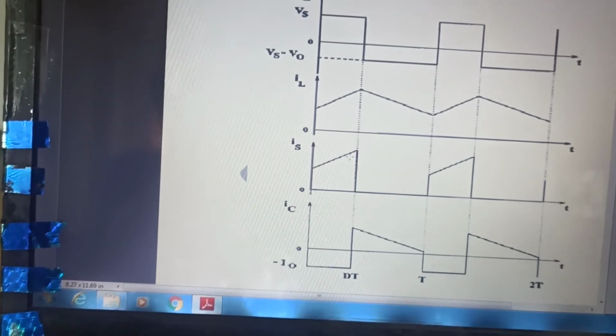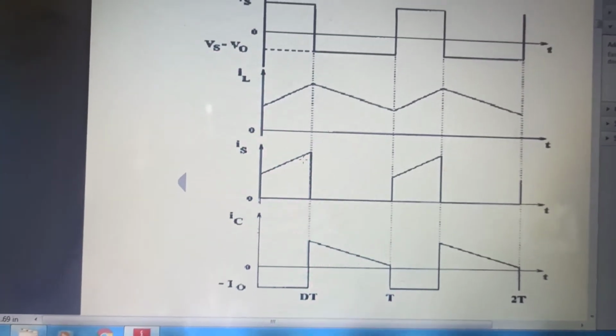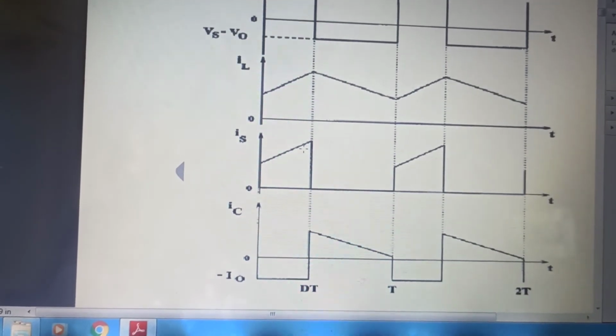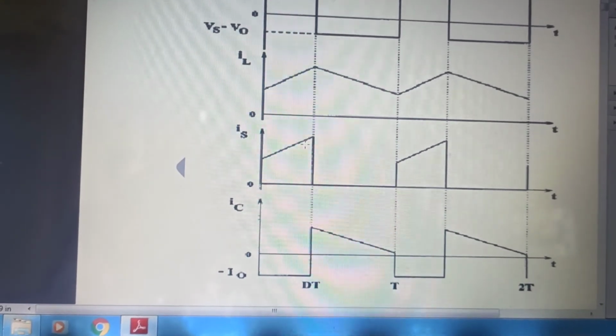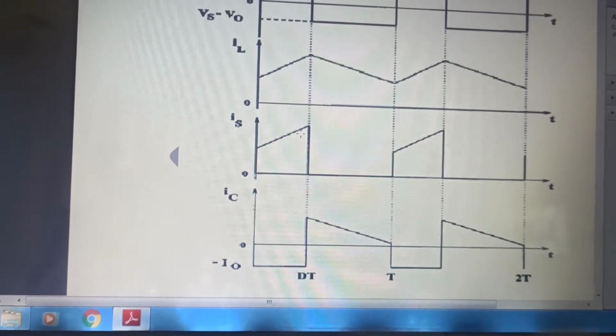This should be added and divided by time t, and straight away we can get the expression. That divided by that total time t will give us Is, that is the average stretch current.